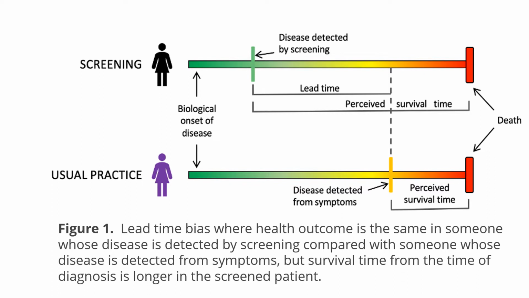The disease detected by screening for the black figurine is way earlier than the purple figurine, and the perceived survival time for the black figurine is much longer than the perceived survival time in case of the purple figurine. So is it really so that in this particular scenario, screening is actually giving advantage to the black figurine? If you notice carefully, the death outcome for both the figurines is at the same time.